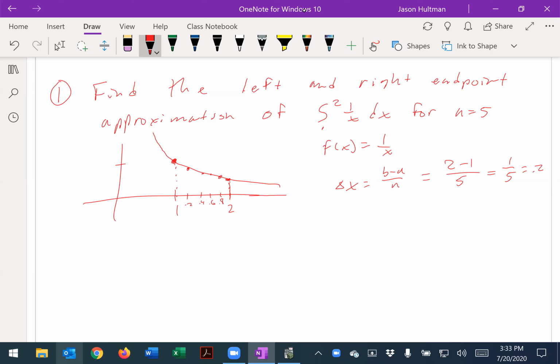Let's do the left approximation first. That's the summation of i equals 1 to 5 in this case. I'm going to use 2 different colors. Let's do left in green. So let's do a left approximation. We're going to use these left endpoints to help us approximate.